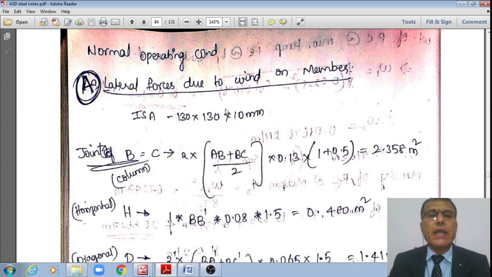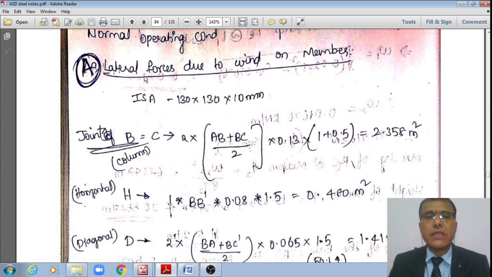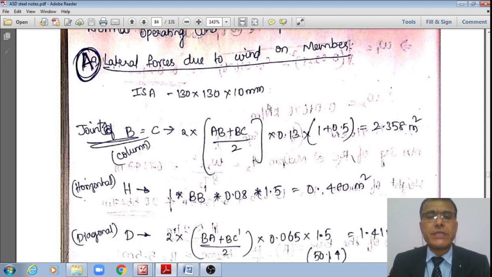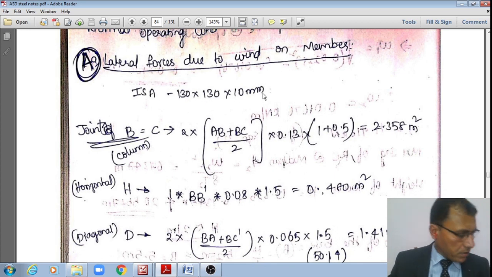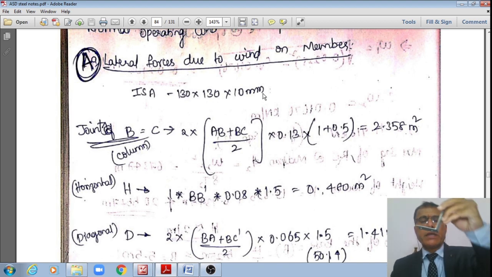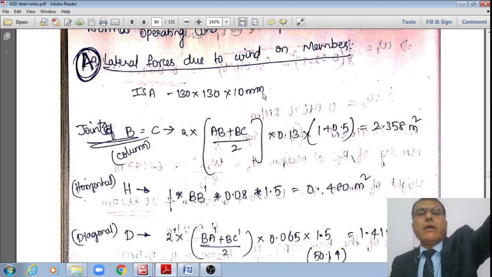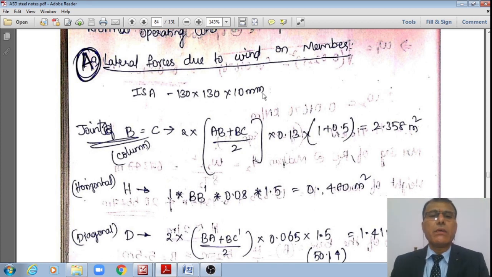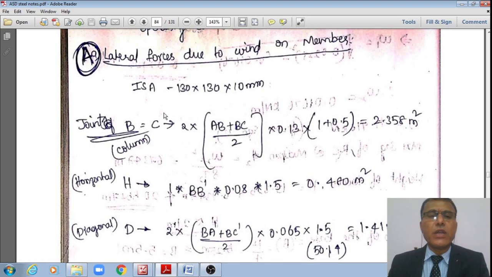Within that, the first subheading is lateral forces due to wind on the members. The first subheading under normal operating condition, we are there in the first condition. Under normal operating condition, all the columns are assumed as ISA 130 by 130 by 10 mm cross section. Now I'll go to the joint B, where I do have the length of these columns, C for columns, H for horizontals, D for diagonals. That is the notation here.